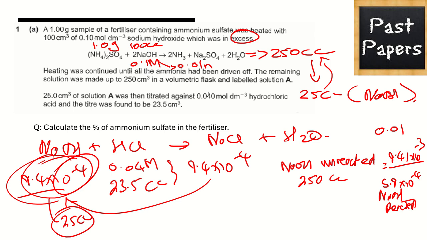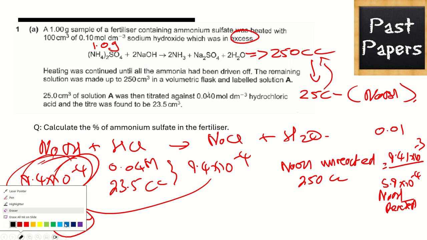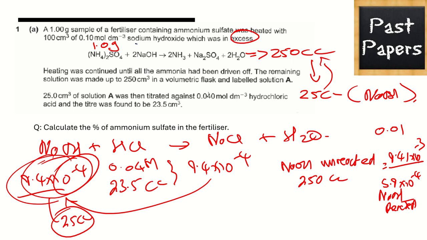Now the ratio of sodium hydroxide, let me just tidy this up a little bit because I'm going to work up around here now. If we pop in the moles of sodium hydroxide that reacted, 5.9 times 10 to the minus 4, that is a 2:1 ratio. So if I divide that by 2, that tells me how many moles of ammonium sulfate were in my fertilizer. That gives me 2.95 times 10 to the minus 4. That's how many moles of ammonium sulfate were in my 1 gram.